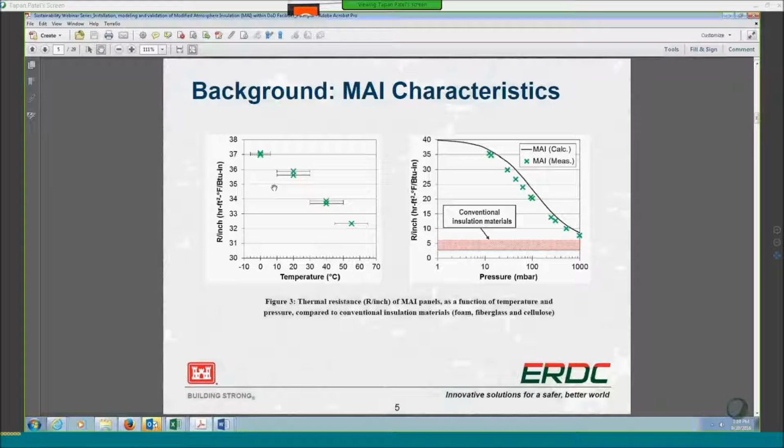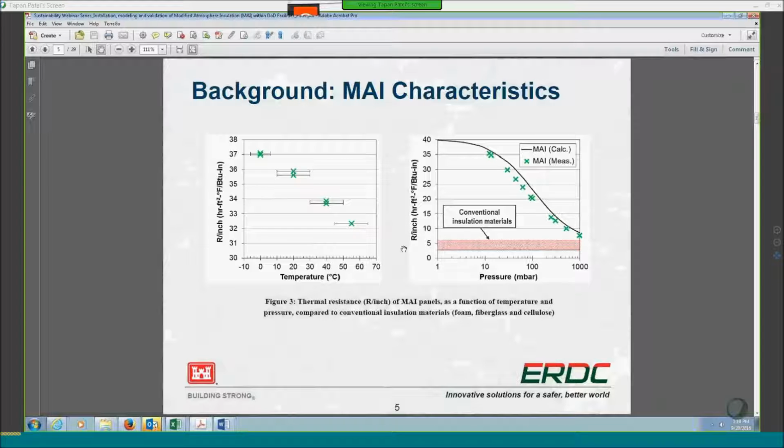But generally, because it is a vacuum product here in Figure 3, you can see that the R value will decrease as a function of temperature. So temperature here is on your x-axis and R values on the y-axis. And the reason for that is as you're increasing your temperature, the partial pressure inside your panel, it's not a perfect vacuum, so there are still some molecules there. Your partial pressure increases, which increases the conductance, and therefore you have decreased R value. But nevertheless, even in very warm climates, you can still achieve roughly R34 per inch. So that's still very good.